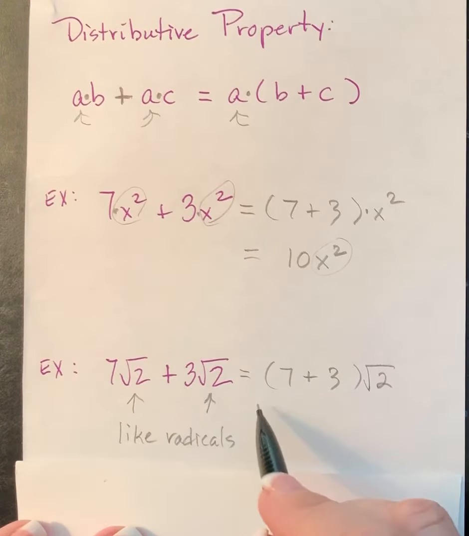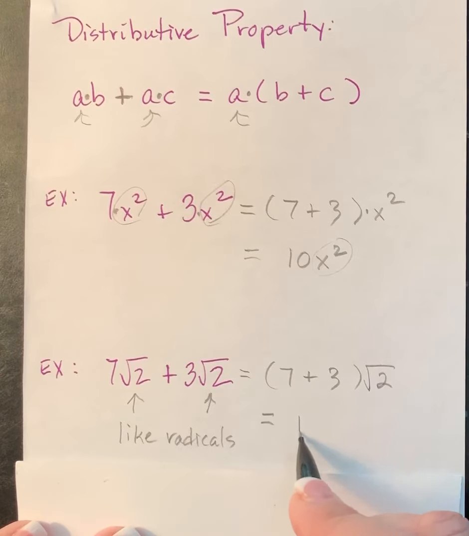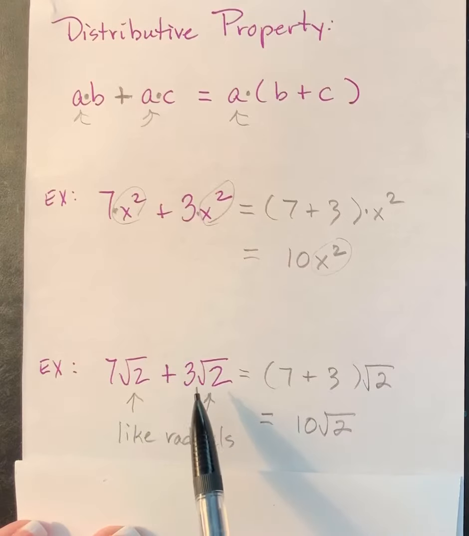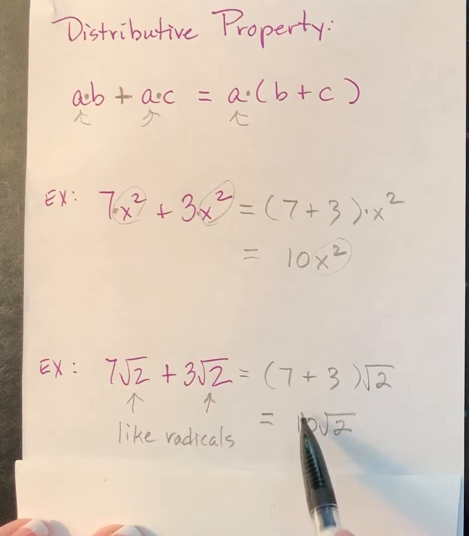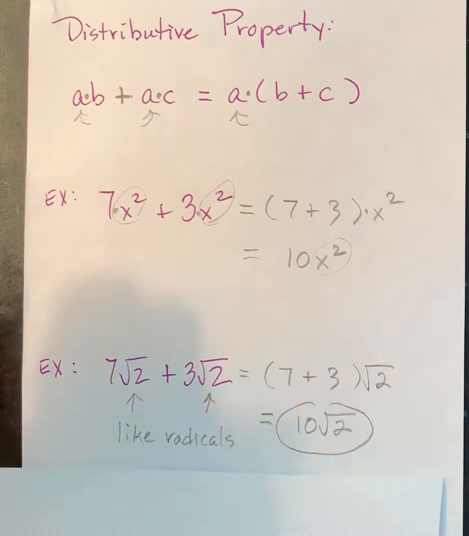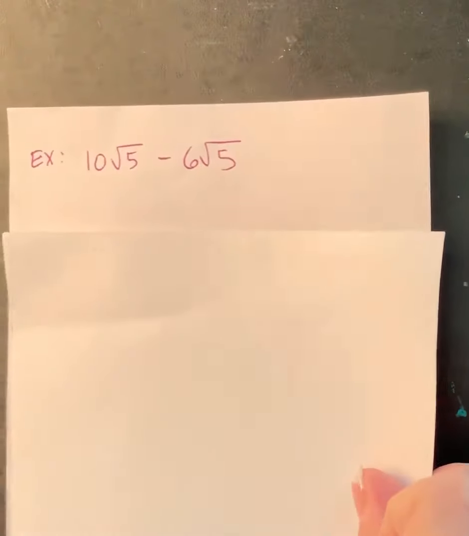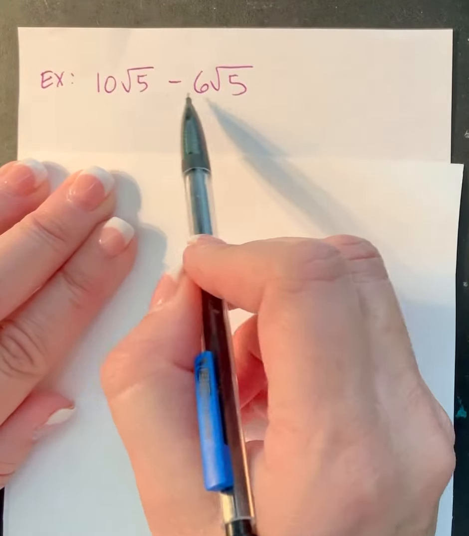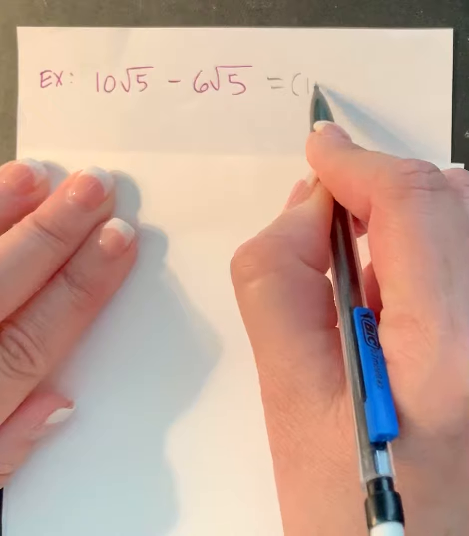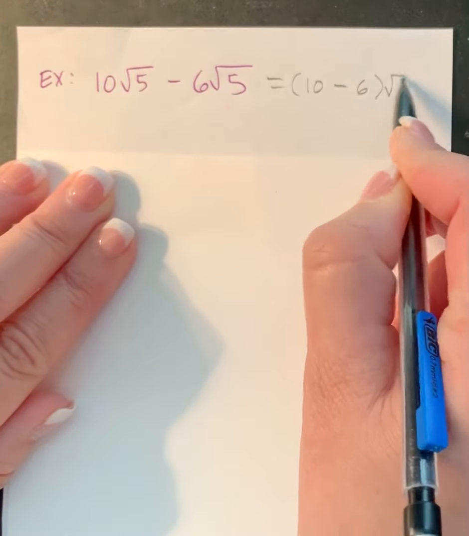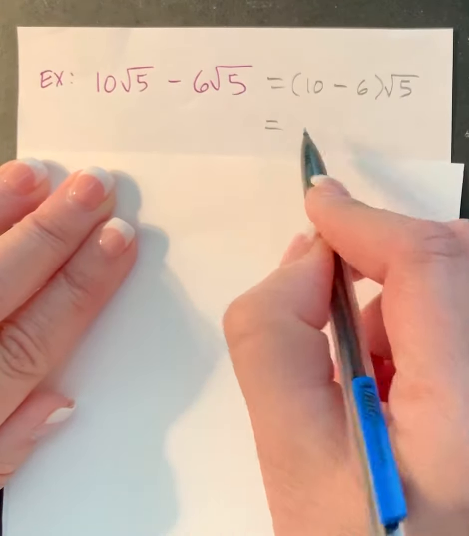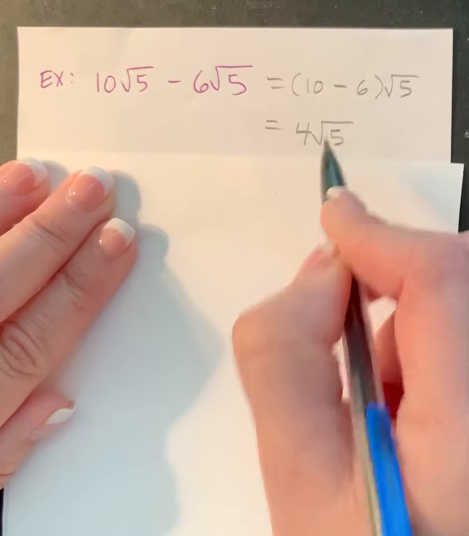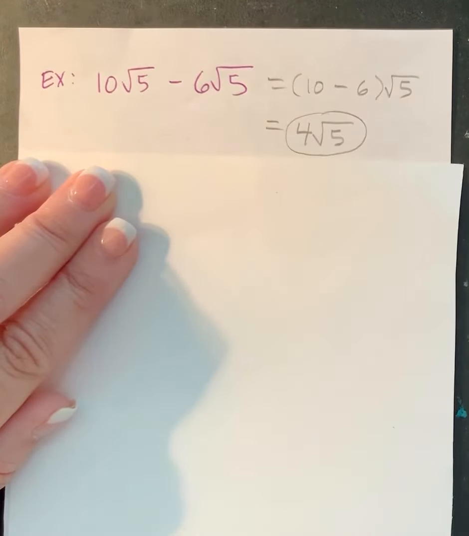All right, and so then when you add 7 plus 3, you'll get 10 times the square root of 2. So if you add 7 square root of 2 plus 3 square root of 2, you're going to get 10 square root of 2, and you can do that in your head. If you are subtracting, it would be the same principle involved. 10 square root of 5 minus 6 square root of 5. The long way would be 10 minus 6, the quantity, times the square root of 5. But you would have 4 times the square root of 5. That'd be the answer, all right?